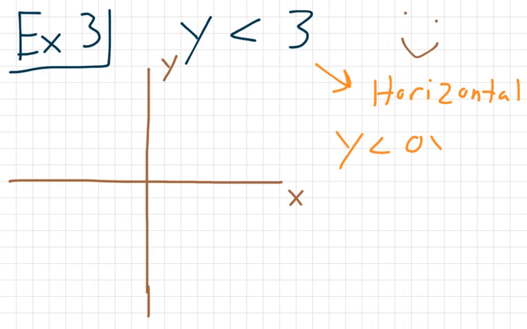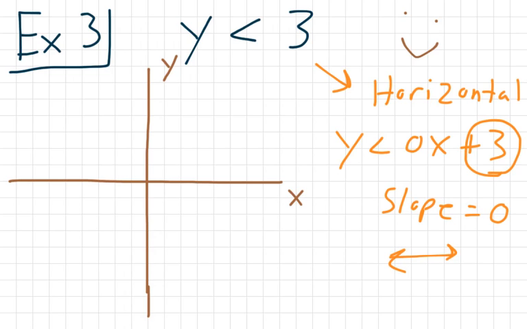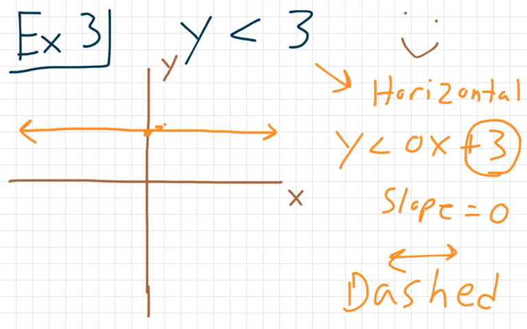Anyways, so this also means y is less than 0x plus 3, right? So therefore, you know that your slope is 0, which is a horizontal line. And I start at my y-intercept, which is 3. So there's my point, and my line goes straight across, like this. Although you may want to yell at me right now, I've made one mistake. What mistake did I make? Think about it here. y is less than 3, so that means it's going to be a dashed line, right? 'Cause it's not equal to, it's just less than.